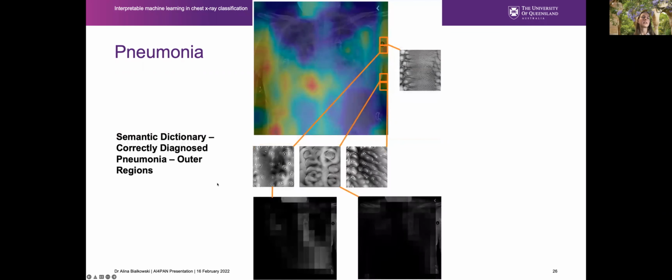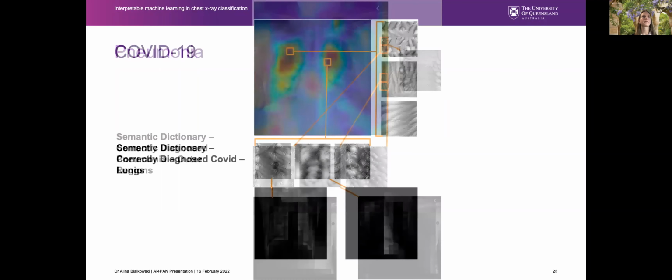Then here we have another example where it was diagnosed correctly. However, it's perhaps using the wrong information. So we can see it's highlighting the regions outside of the lungs. And using, I guess, quite unusual features, which seems to correspond to these laterality markers and the central part of the image.